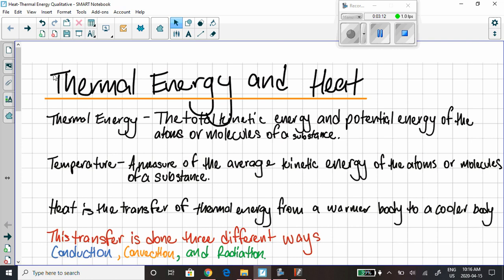So I'm going to divide our study of thermal energy and heat into two parts. The first part will be qualitative. That's it. No numbers, no equations. We're going to save that for the second part.